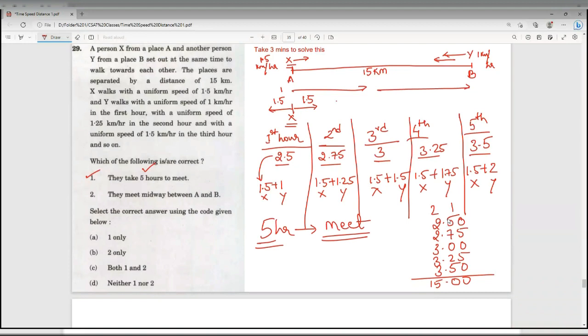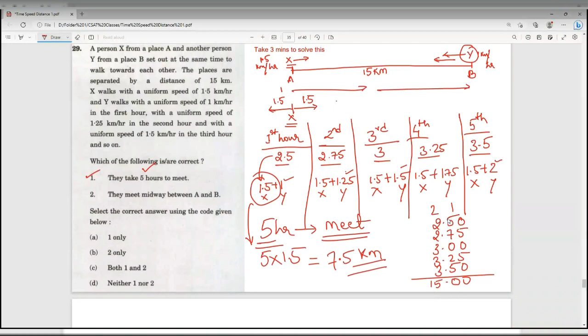So what we can do is we can't take X, because X's speed is increasing. Y's speed is increasing here, here, here, but X's speed is constant. So we can calculate what X is covering in 5 hours. Per hour, X is traveling 1.5 kilometers, so this is 7.5 kilometers.